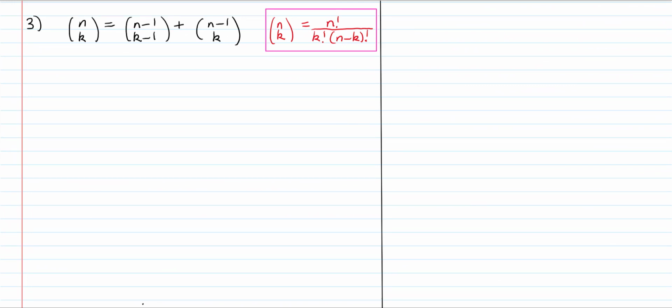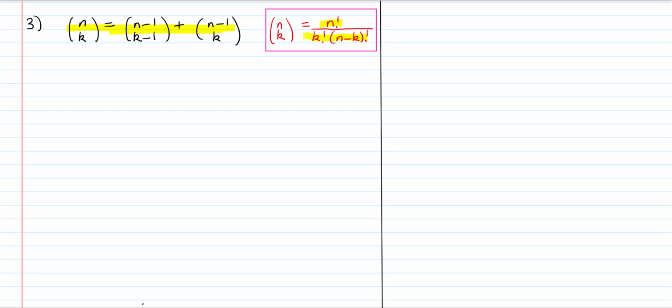Question 3, we're going to prove Pascal's rule, which is given by this identity here. This n choose k is equal to n minus 1 choose k minus 1 plus n minus 1 choose k. So to help us prove this, we're going to use this fact here, that n choose k is equal to n factorial over k factorial times n minus k factorial.